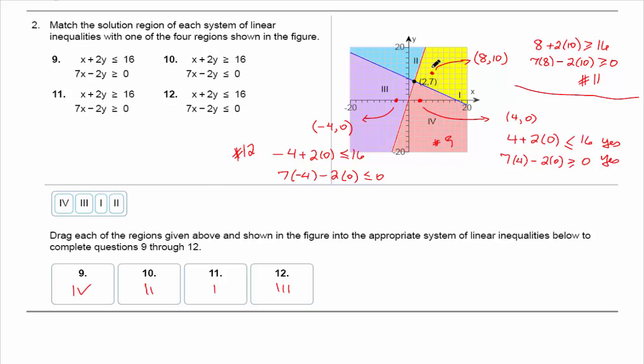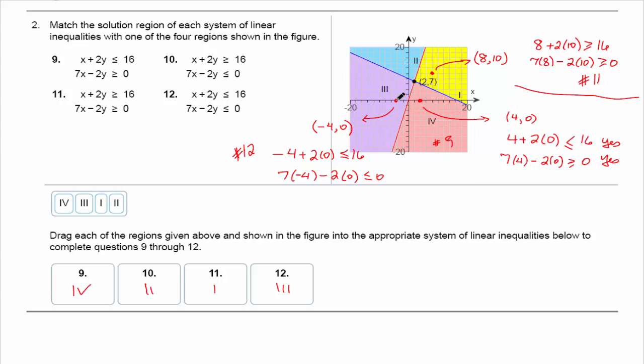I then went up to the yellow region and I see that they're counting by twos, so this would be 8, 10. So I plugged in 8 and 10, so I've got 8 and 2 times 10 is 20. So I'd have a 28, and that is bigger than 16. 7 times 8 is 56 minus 20, and yes, that's bigger than or equal to 0. And so where do I get something bigger on both? Well, that's number 11.